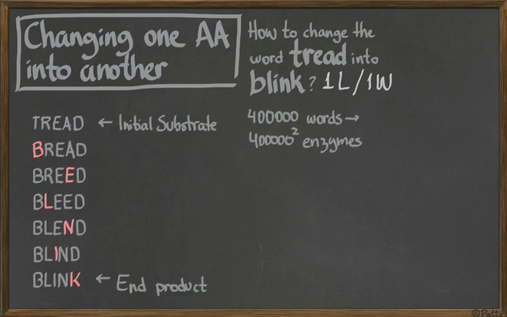Now, what is produced by the end of this series of reactions is going to be a product, but this is the end product, the final one. All the ones in the middle are intermediates. Bread, for example, is a product from the reaction from thread, but it is a substrate for the reaction to make bleed. So the intermediates are at the same time substrates for the next reaction, but they are the products of the previous one, so they are intermediates, and usually you don't care much for the intermediates.